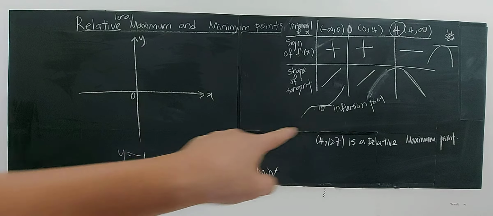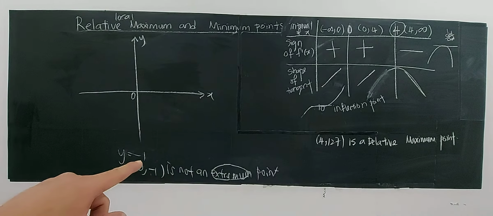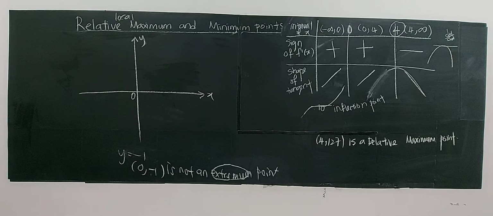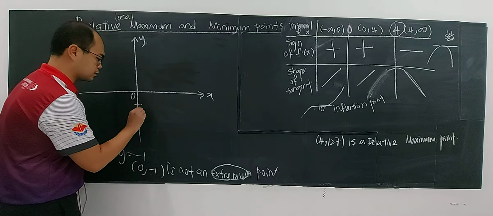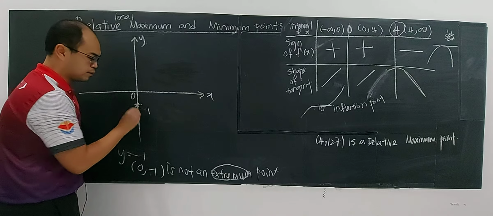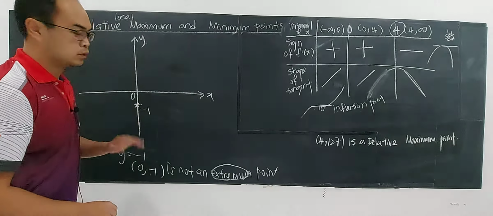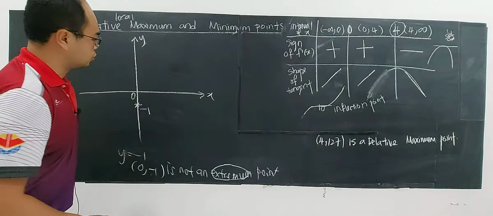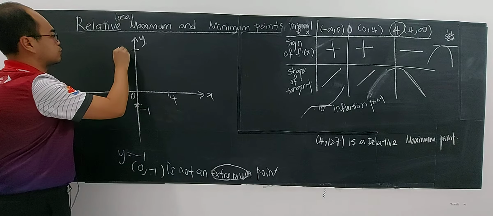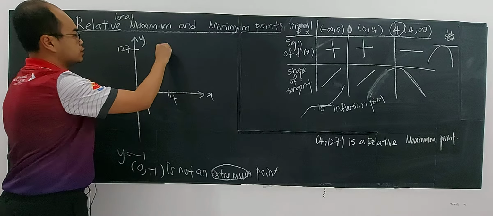So I have only these 2 points. These 2 points are very important. (0, -1) is not maximum, not minimum. It's not an extremum. So it's not turning up or turning down. But for 4, 1/2, 7, never mind, we are just sketching. We just put it somewhere here, sketching roughly.